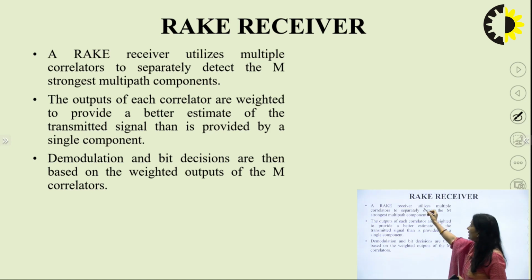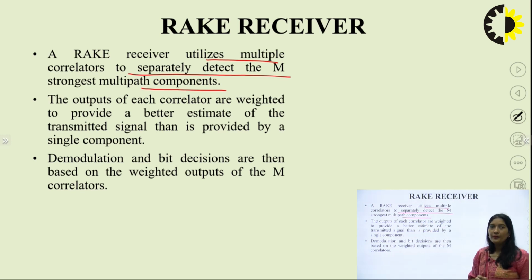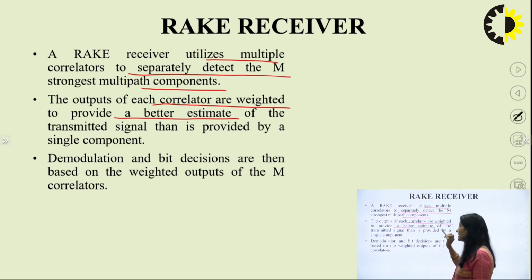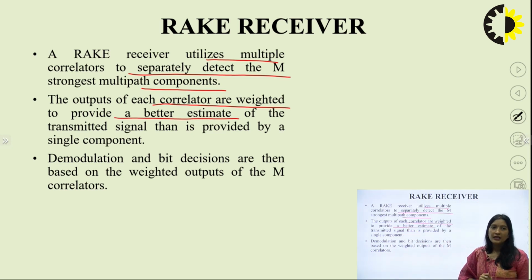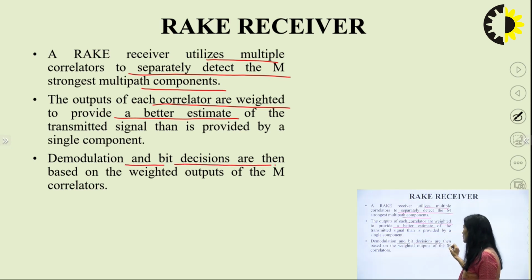Here, the RAKE receiver utilizes multiple correlators to separately detect the M strongest multipath components. The strongest components will be detected by the correlators. The output of each correlator is weighted to provide a better estimate of the transmitted signal than is provided by a single component. Weight means some amplification sort of. So this weight will provide a better estimate of your transmitted signal. Then demodulation can be done, and the bit decisions are based on the weighted output of the M correlators.